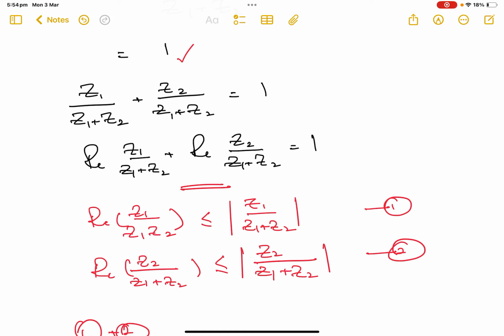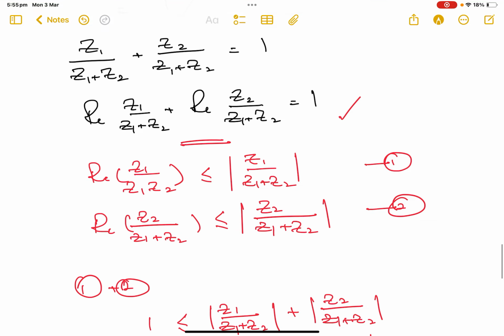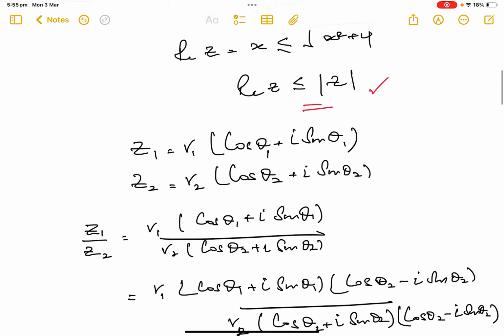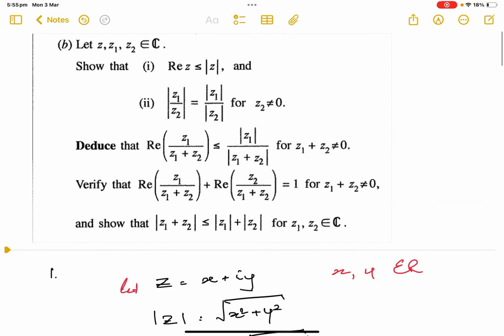But that is equal to just the real part. So there is no imaginary part. So these two left-hand side complex added together give a complex that is equal to just 1. So the real part of Z1 over Z1 plus Z2 and the real part of Z2 over Z1 plus Z2 add up to 1, because both sides are equal. So that's another part done. Okay, that's the first part, all right.